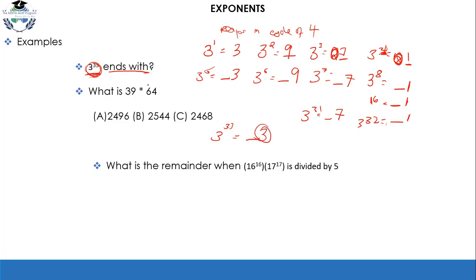I just go and check my answers, which answer ends with a 3. With that, I'm going to be able to very quickly solve that. So let's look at another example here.